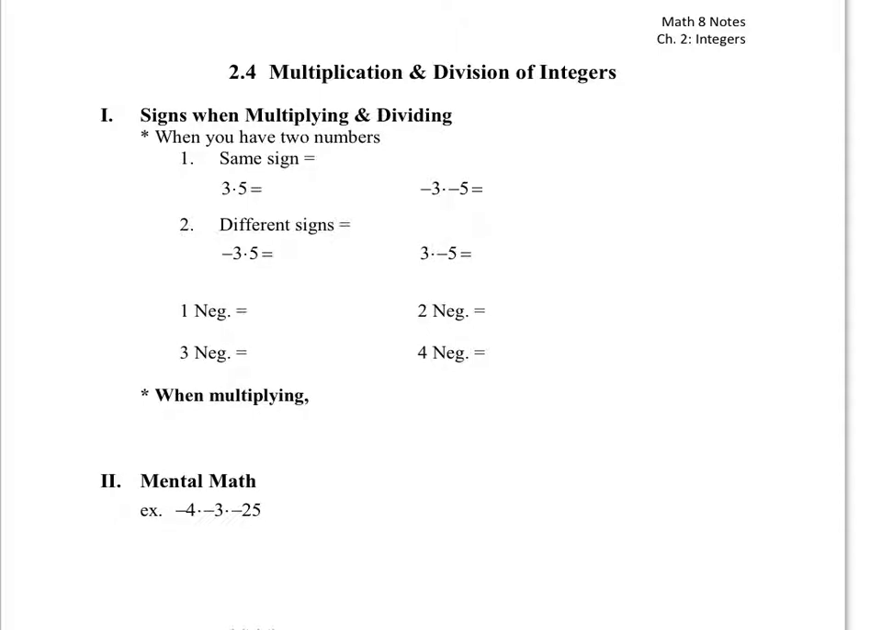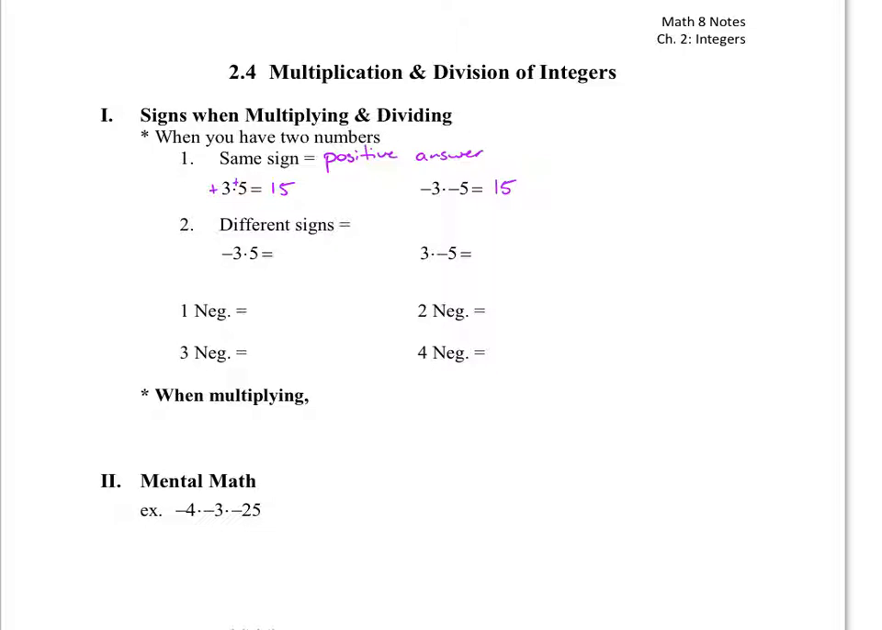So first off, when multiplying and dividing, there's a little shortcut that is nice. When you're just multiplying two numbers together and you have the same sign, for example, 3 times 5, our answer is 15, and this is a positive 5 and a positive 3. Or we have a negative 3 times a negative 5, you're also going to get the answer of 15. So if I have the same sign, positive for both or negative for both, you are always going to get a positive answer.